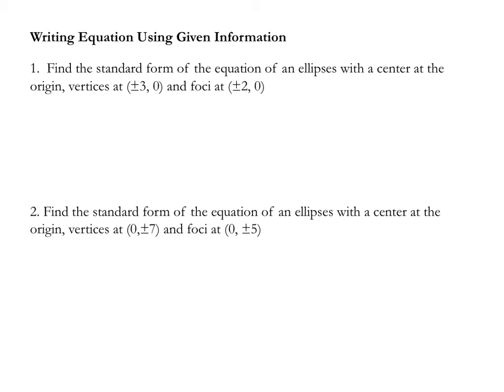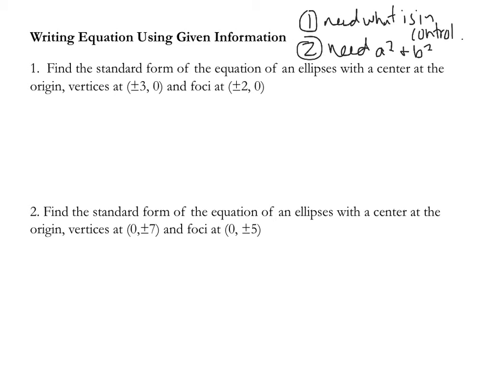The next section is going to have us practice writing out what the equation would look like given information. So there are two things I need you to think about. Is one, based on what's going on in the problem, you need to figure out what's in control. So there's always going to be something that gives you a hint at what is in control. And then the other thing that you need to know is you need to know a and b. You need to know specifically a squared and b squared to be able to write these equations.